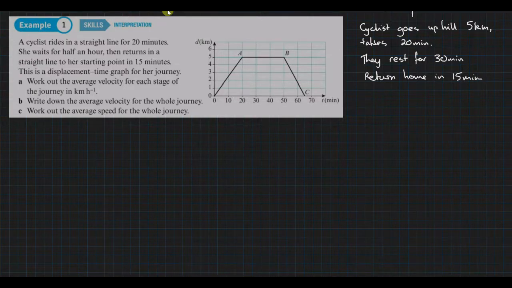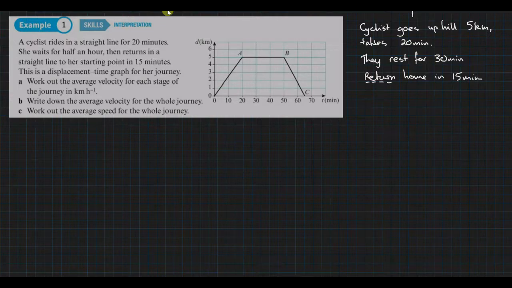So a cyclist goes uphill for 5 kilometres and takes 20 minutes. So at 20 minutes, plot the point 5. They rest for an extra 30 minutes without movement. Displacement stays the same. And then it takes them 15 minutes to displace back to the start. So they're not going somewhere else. If they were going somewhere else, it would go off up here. But if they're coming back to their starting point, it comes down. It's important you realise the return leads to a downward displacement.